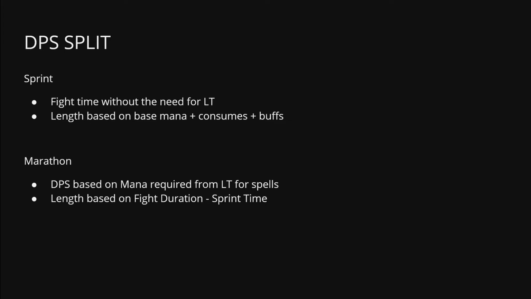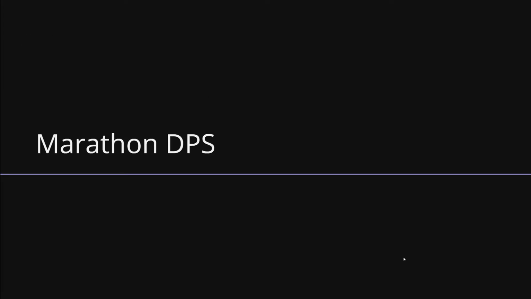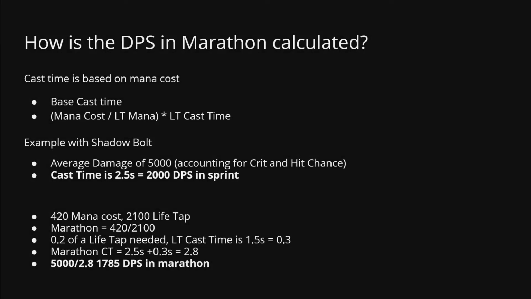But in the sim, this is split just into these two parts, although whilst in game they might be overlapping in certain parts. So how is the actual DPS calculated, and how does it differ from sprint?